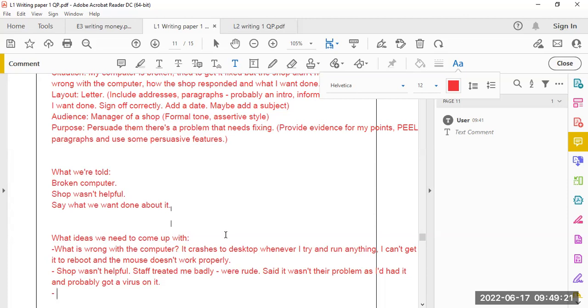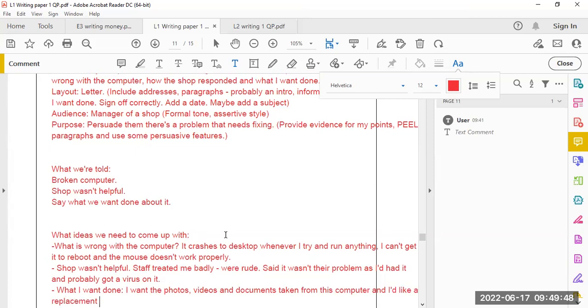I want, well, and again, you might come up with different ideas for this, and that's absolutely fine. I'm going to go with, I want the information, the photos, videos, and documents taken from this computer. And I'd like a replacement. I don't want the same one because it went wrong. So there we go. That is basically planning.